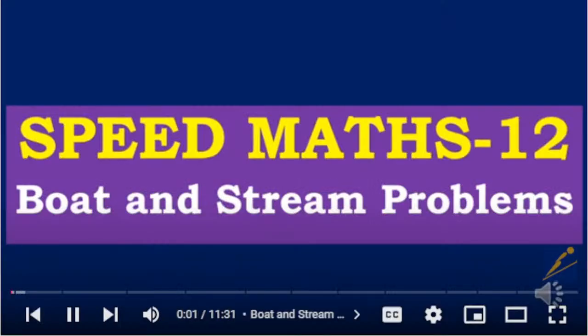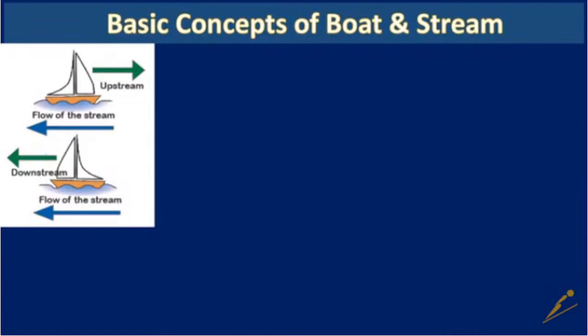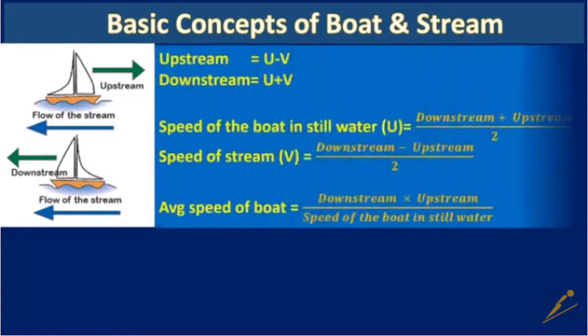Speed Maths 12. Boat and stream problems. Basic concepts of boat and stream. Let us say U is the speed of the boat in still water, and V is the speed of the stream. Upstream equals U minus V.